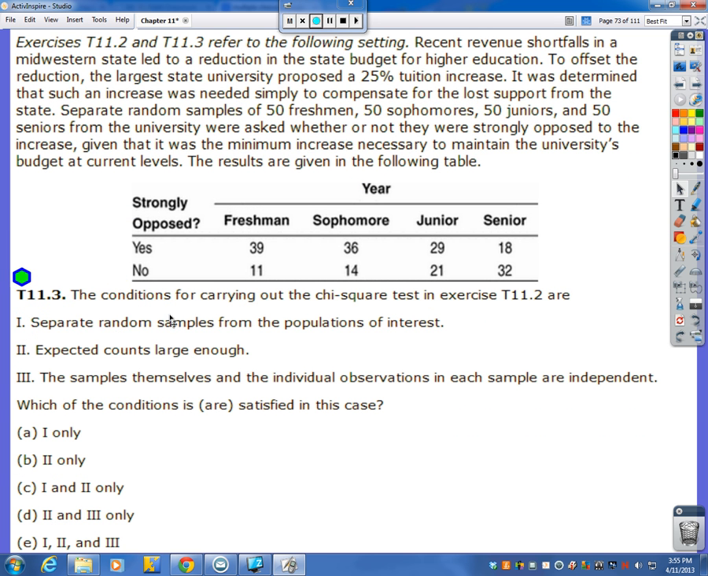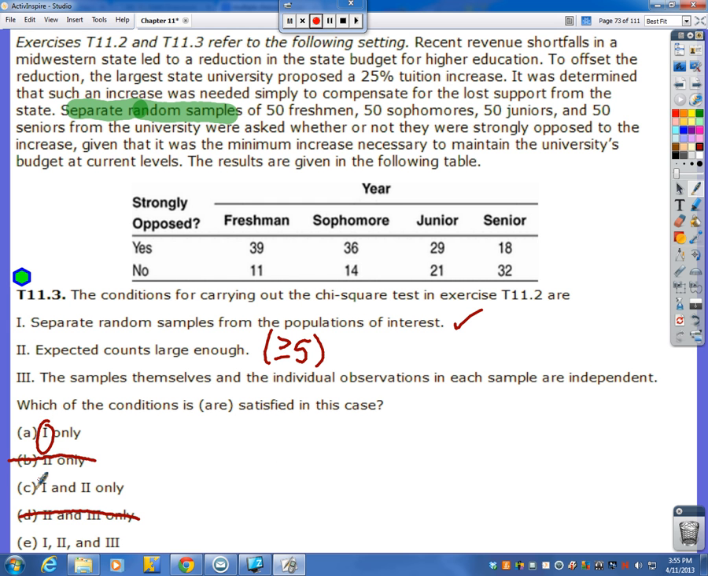Now for 3, it asks the conditions for carrying out the chi-square test are separate random samples, expected counts are large enough, that they must be at least 5, and the samples themselves and the individual observations in each sample are independent. Which of the conditions is or are satisfied in this case? Now, the random part, it says separate random samples. So yeah, number 1, we're good, which means we can automatically cross out B and D.